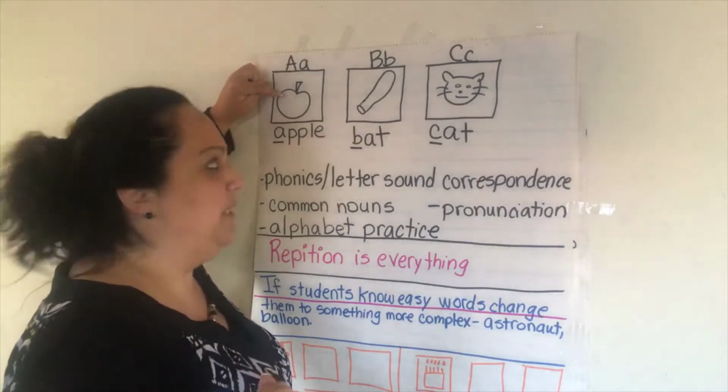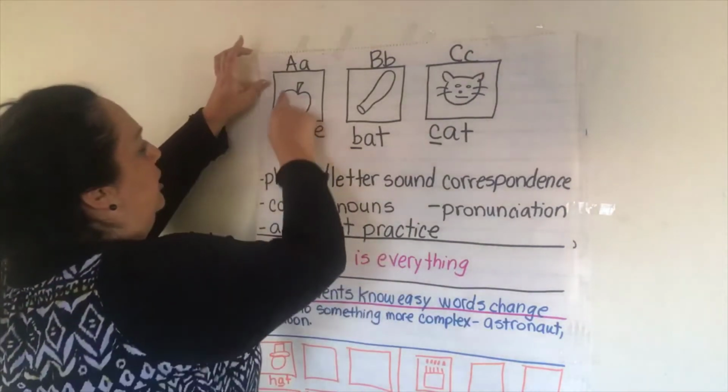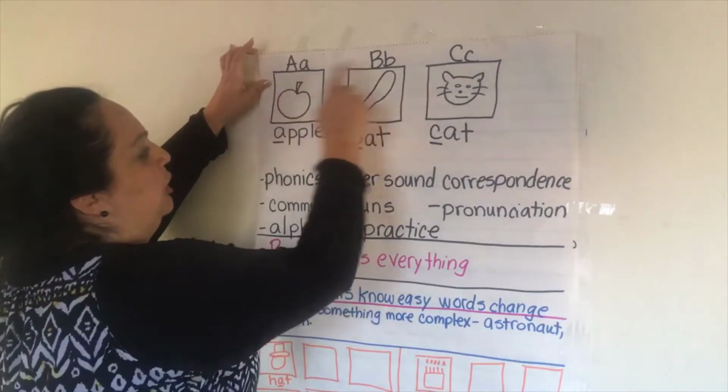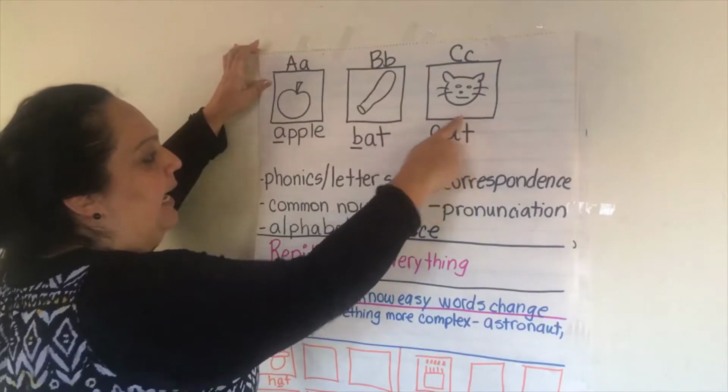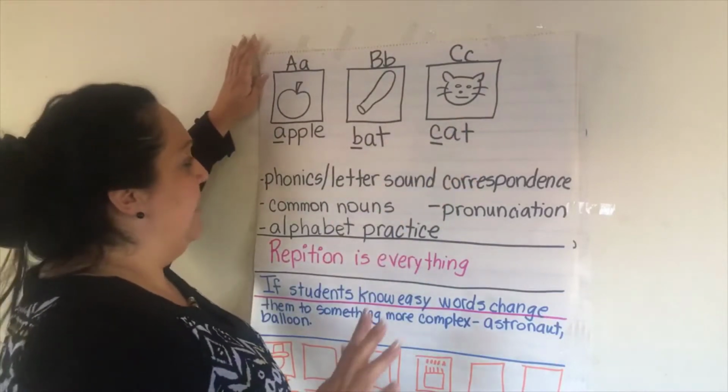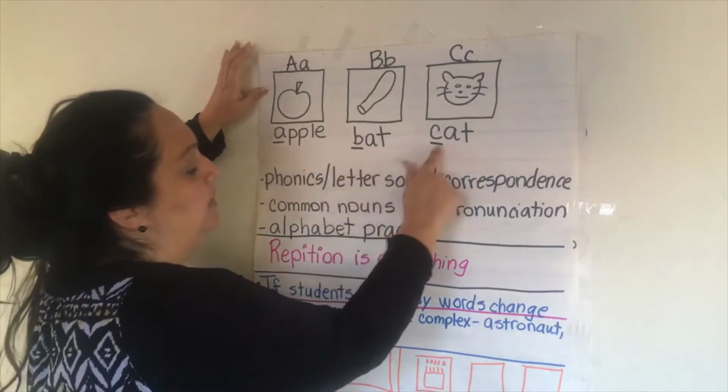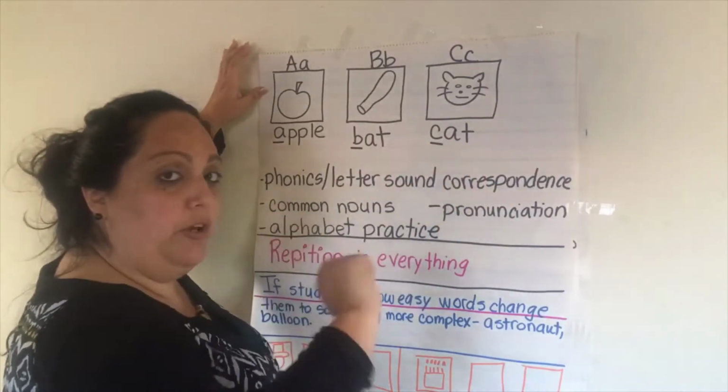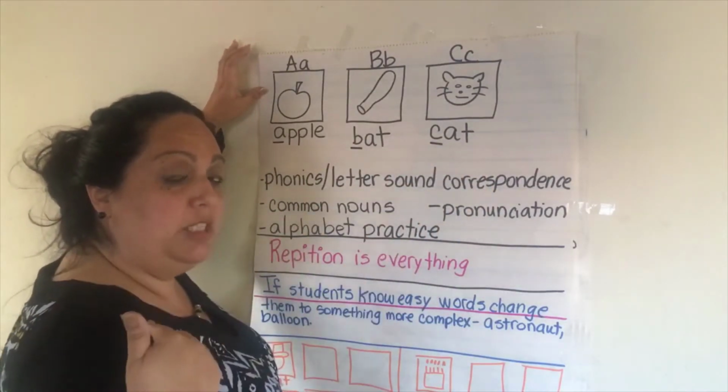Well, they're not that new anymore, are they? And you're going to go ahead and draw some simple pictures. So we have an apple, a bat, and a cat. Then you're going to write those words because we always want them to write. We know that when we write, we tend to remember things more, okay?